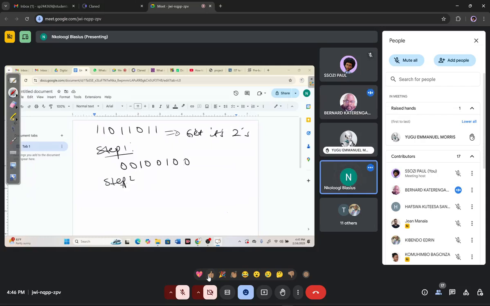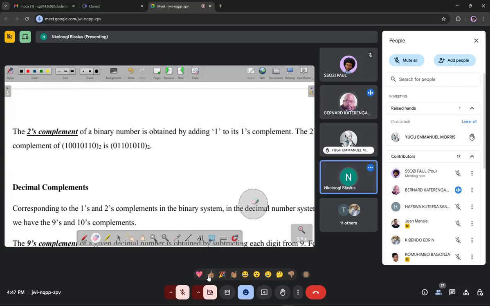Step two will be to add 1. So you get the one's complement above, and then you add one. So that will be 1, 0, 1, then 0, 0. Nice. That is correct. That is how we do the two's complement. You're now fine. Sure. Thanks so much.